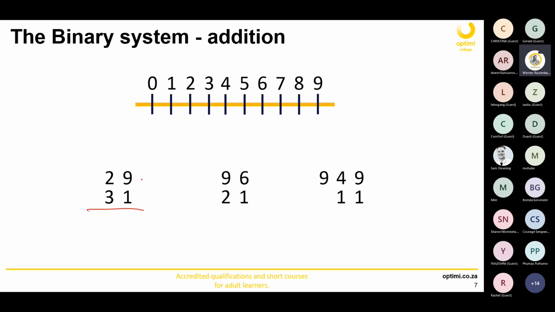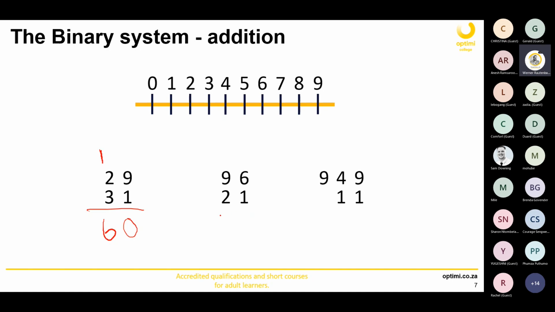We do adding as we did in school. 9 plus 1 is 10. So we write a 0 and we carry the 1. Then we have 1 plus 2 is 3, plus 3 is 6, which leaves me 6. So 29 plus 31 is 60.